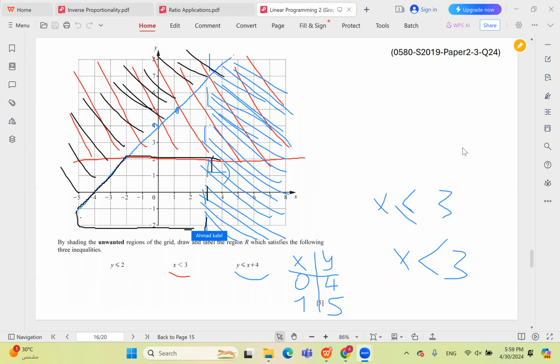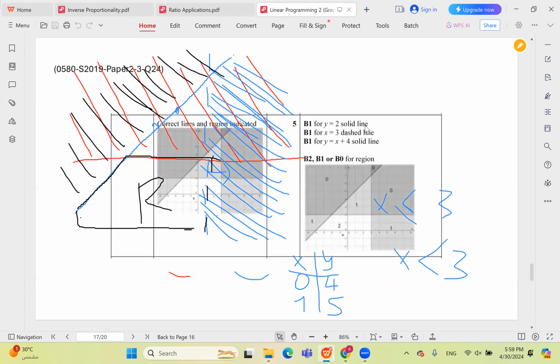And remember that part of it is dashed like this. And this is our final answer. We can label it R, of course. And this would be our final answer. So this seems to be correct.